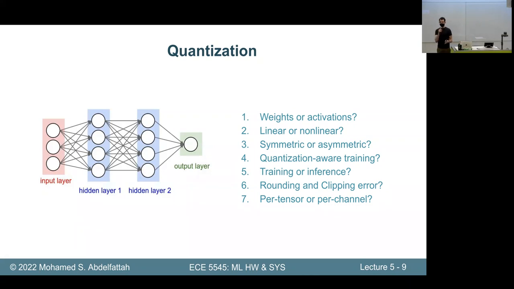Do I do it per network? Do I quantize the whole network using the same range? Or do I quantize each tensor in my network using a specific range? Or do I quantize each channel in my network using a specific range as well? So what is the granularity? These are all questions that we'll try to answer in this lecture. And by the end, you should know all about these things.